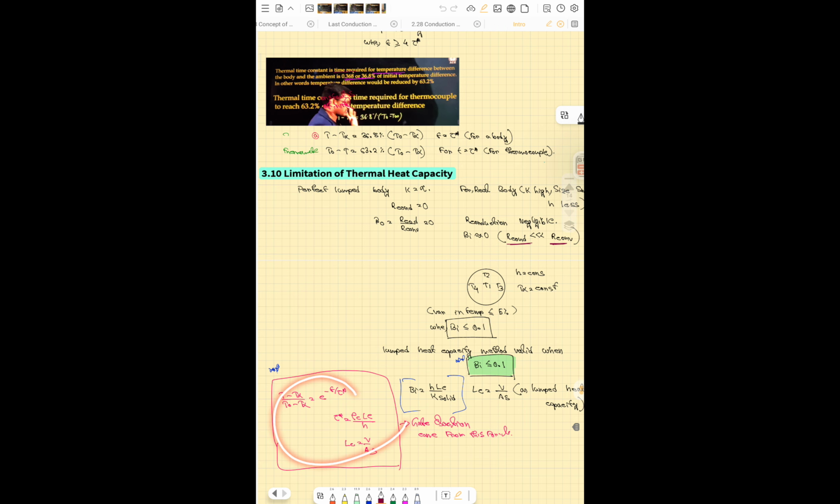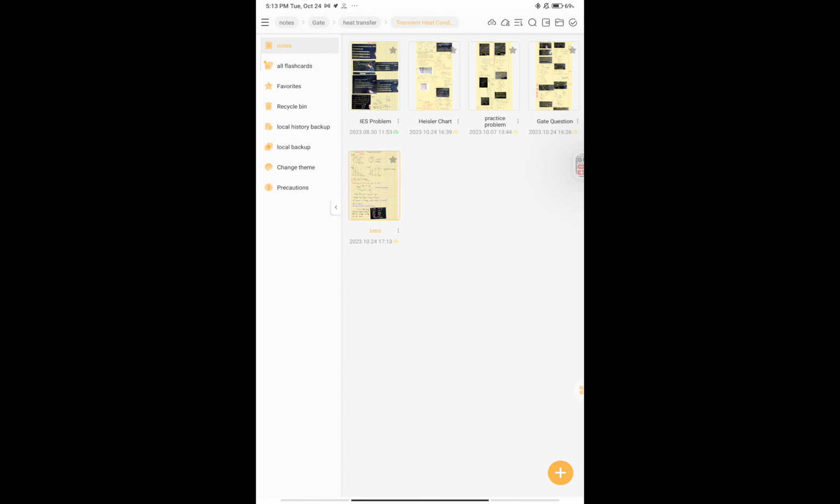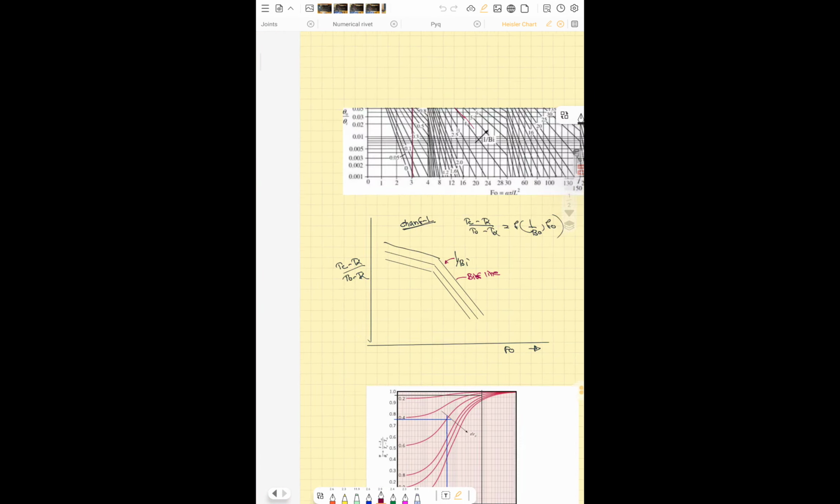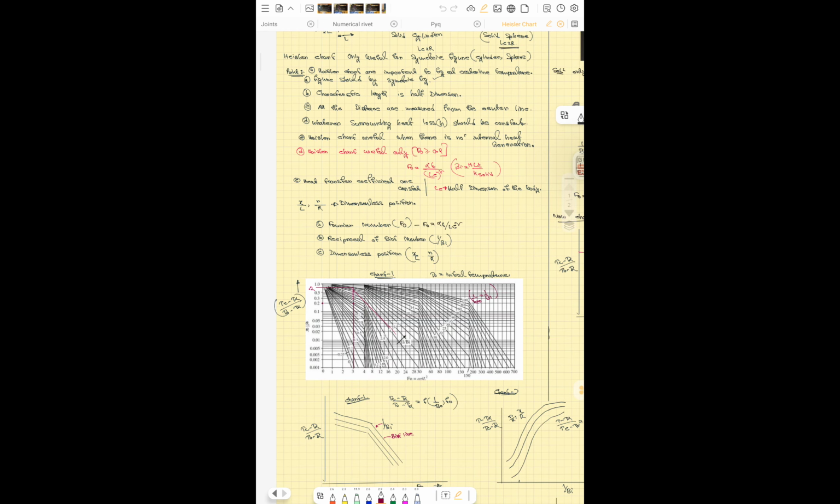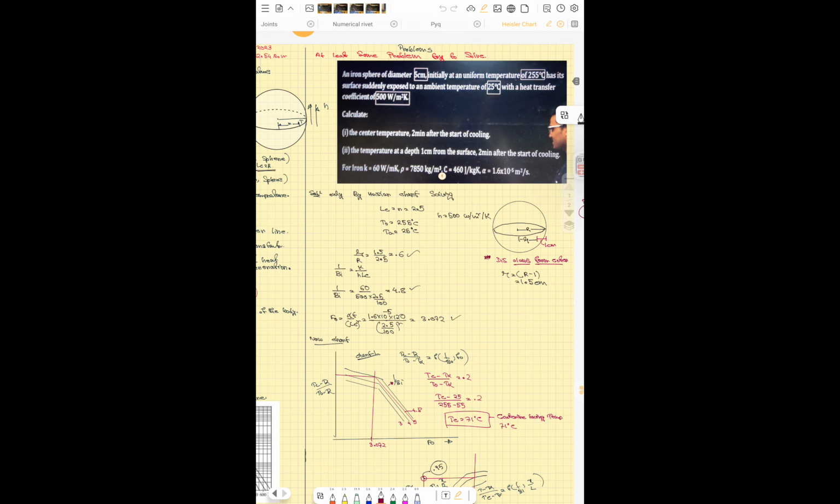So this is the main important formula, and there is a Heisler chart. When hLc by k, that is the lumped heat capacity method, is not applicable, then in this case the Heisler chart is applicable. The Heisler chart is useful for cylindrical geometries and Biot number greater than the limit. Here the values are Fourier number and Biot number in this system. So this is the Biot number, this is the Fourier number, 1 by Bi. Okay, next you can see. Okay, I think I can upload this video.